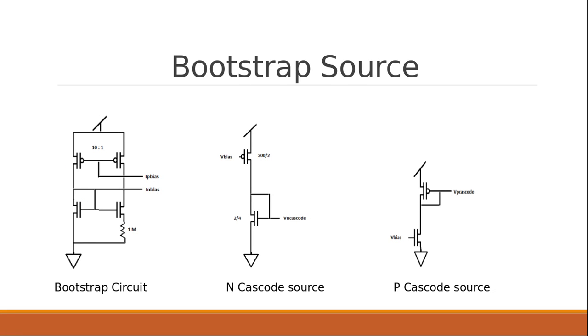Here we can see the basic circuits that we use to bias our cascoded PFETs and NFETs, as well as the base transistor. We control the ratio of W over L in the bootstrap circuit as well as the current, and we manipulated this as well as the resistance to get the current that we needed.